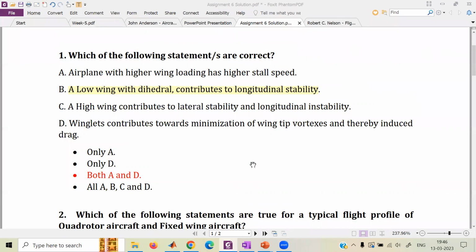But you're just saying the facts, you're not explaining. My question is, what is the mechanism by which dihedral affects roll stability? Because it does not affect the longitudinal stability, that is established. But what is true is that the dihedral on a low wing affects roll stability. Can Rupinder, you explain how does it do?